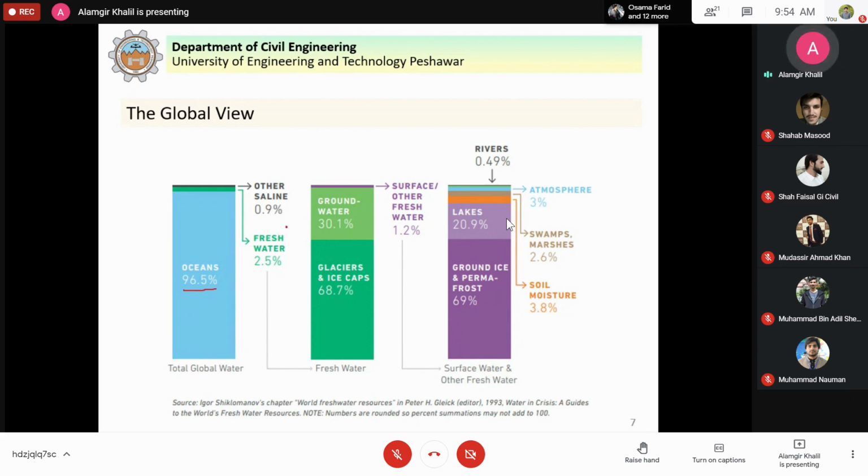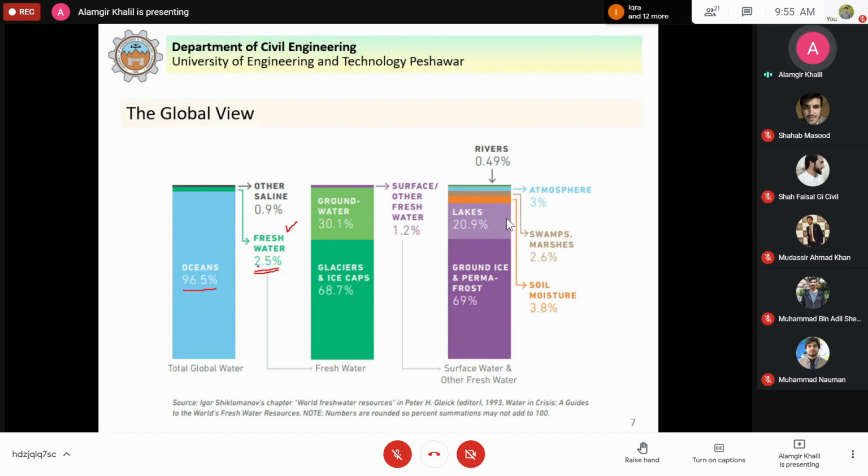So the fresh water on which we are dependent, that includes the water in the rivers, the groundwater that we pump. So it is only 2.5% of the total water available on the surface of the earth. That is why we say that fresh water is a finite and vulnerable resource. It's not that we have unlimited water available to us and we can use it indefinitely.